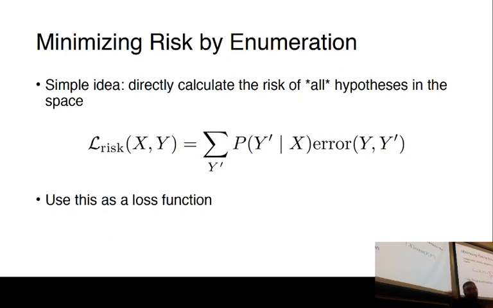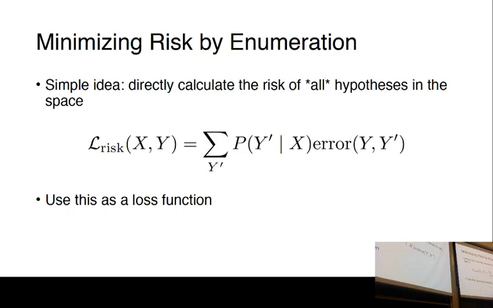So this minimum risk loss function will be the loss that we get from all the outputs if we get them wrong, right? So this error function could be something like 1 minus BLEU if we're doing machine translation, right? Or 1 minus accuracy if you're doing part-of-speech tags.